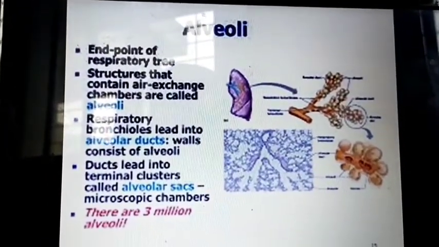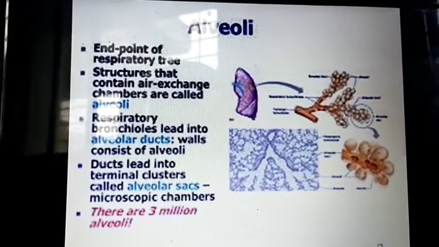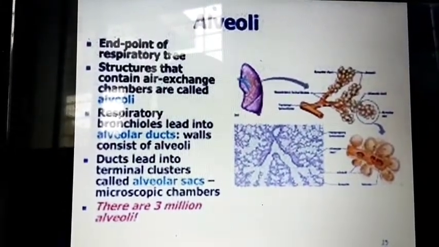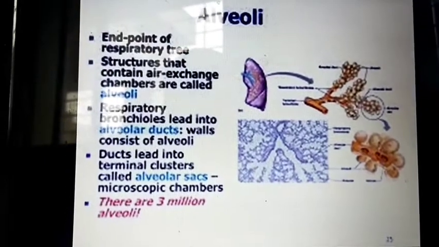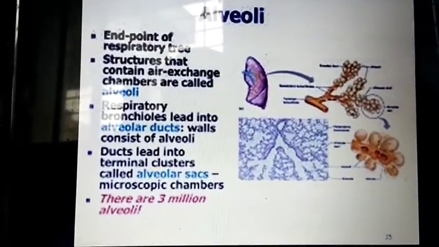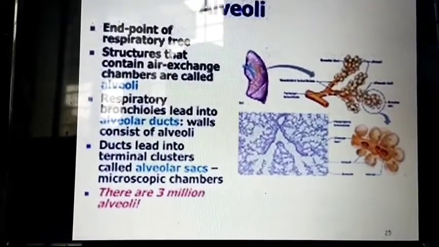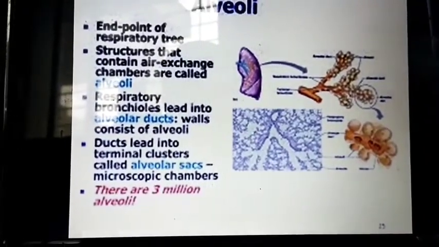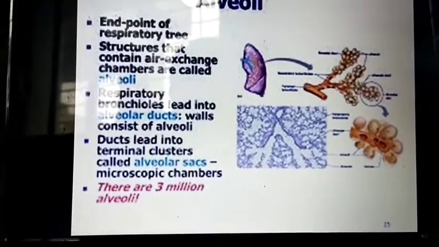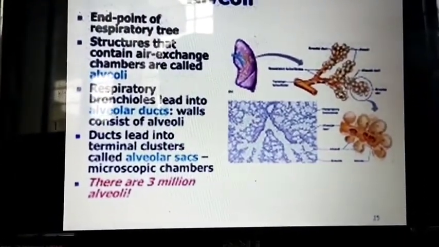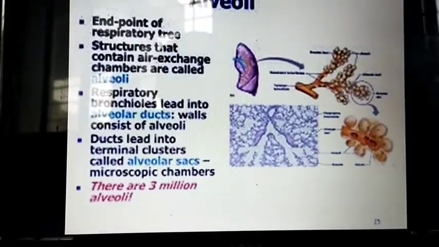Alveoli. The alveolus is the end point of the respiratory tree. The structures that contain air exchange chambers are called alveoli. The respiratory bronchioles lead into the alveolar duct. The wall consists of alveoli. Ducts lead into a terminal cluster called the alveolar sac. In these microscopic chambers, there are 3 million alveoli.